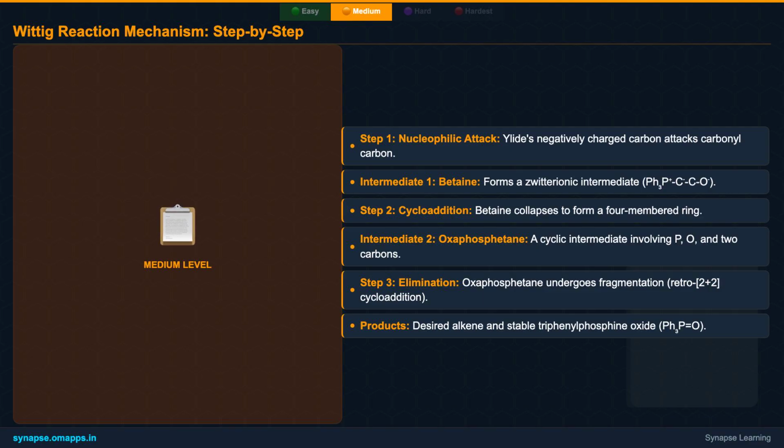Next, this betaine rapidly collapses. The oxygen from the carbonyl and the phosphorus from the ylide form new bonds, creating a 4-membered cyclic intermediate called an oxaphosphetane. This intermediate is crucial for the stereochemical outcome of the reaction. Finally, the oxaphosphetane undergoes a rapid, concerted fragmentation. This step expels triphenylphosphine oxide, a very stable byproduct, and simultaneously forms the desired carbon-carbon double bond, the alkene. The high stability of the P=O bond is the driving force for this last step.